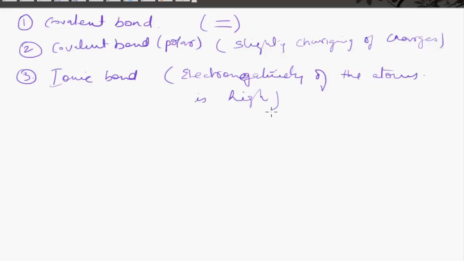So friends, we also conclude that no electronegativity difference between two atoms leads to pure non-polar covalent bonds, a small electronegativity difference leads to polar covalent bonds, and a large electronegativity difference leads to an ionic bond.